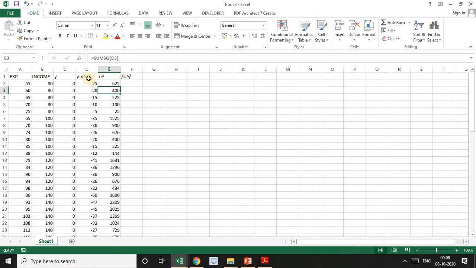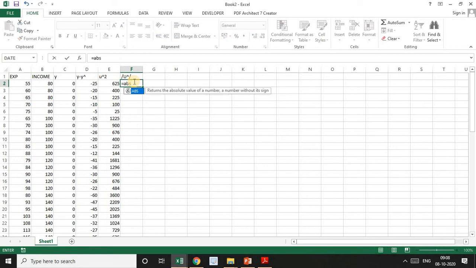Actually this is y minus y cap. This is u cap and this is u cap square. So we have to take this u cap absolute value. For that, what we have to do is use abs. Abs means absolute values. Look at 20 minus 25, absolute value, plus 25. You can do it for all.